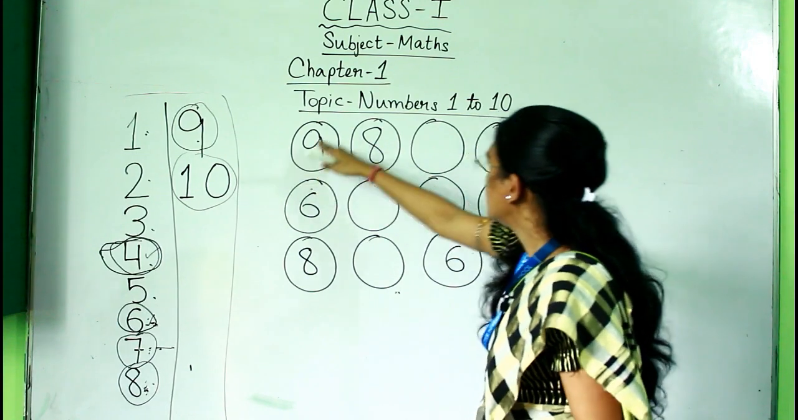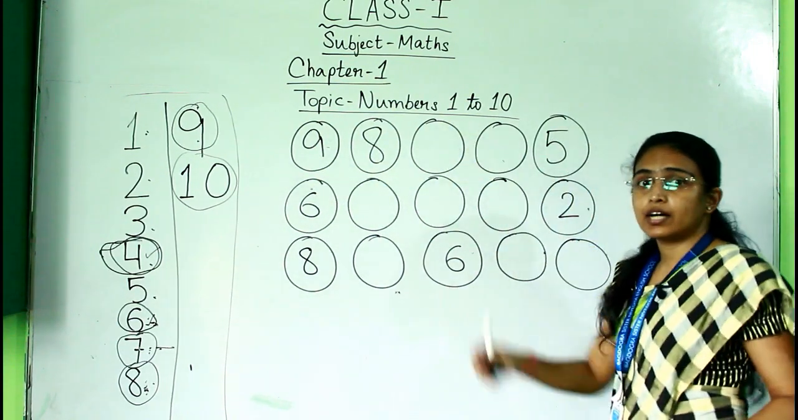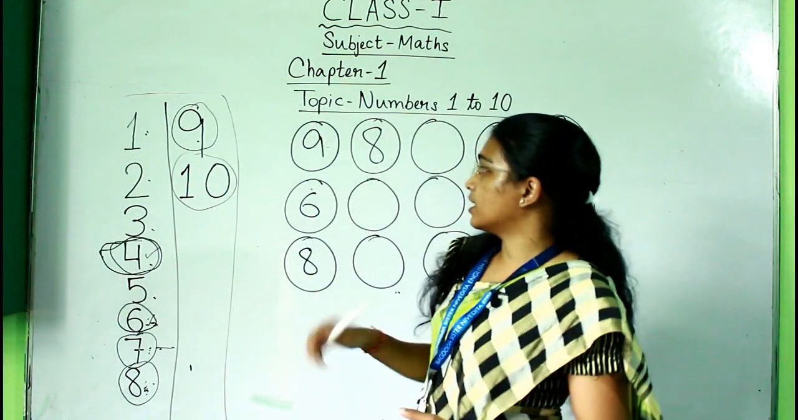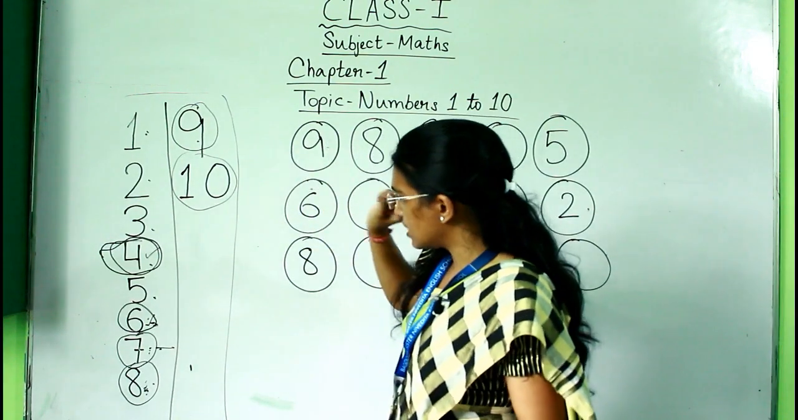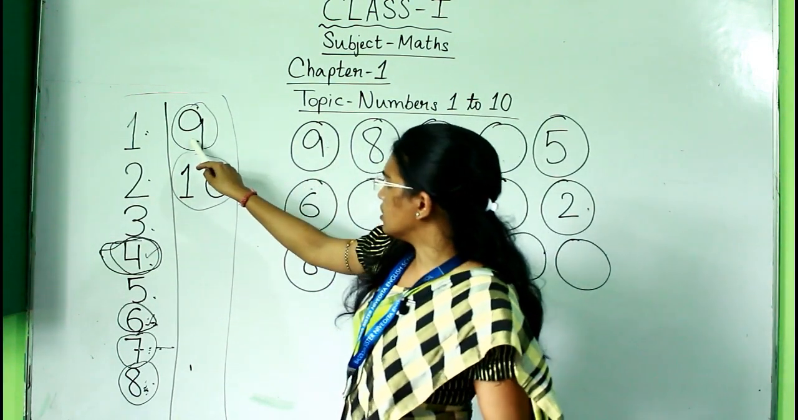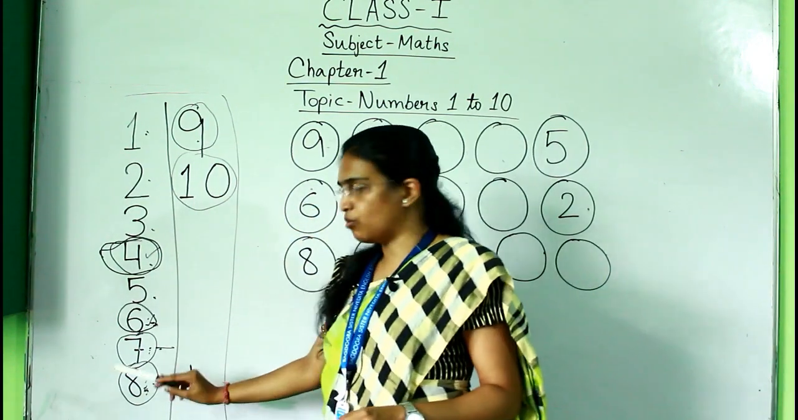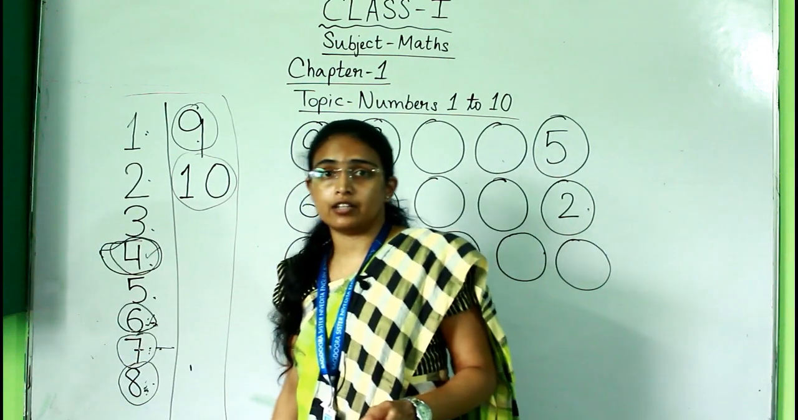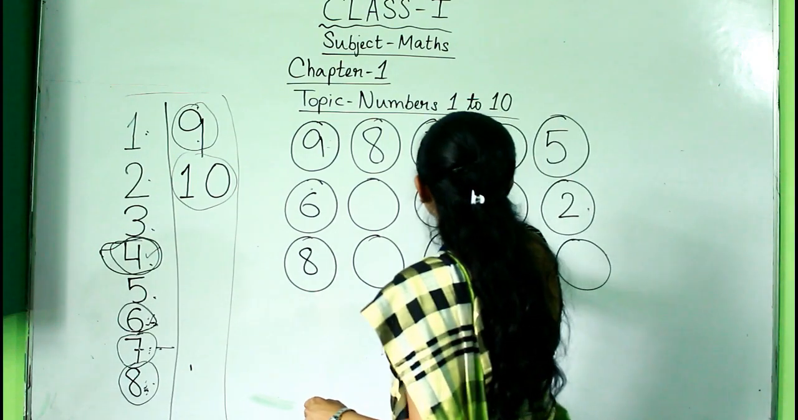जैसे कि 9, after 9, 8. Then what comes after 8? What comes before 8? Where is 8? Now show me in the chart. Where is 8? This one is 8. No, this is 9. This one is 8. Yes. What comes before 8? What is written here? 7. Yes. So we have to write here 7.